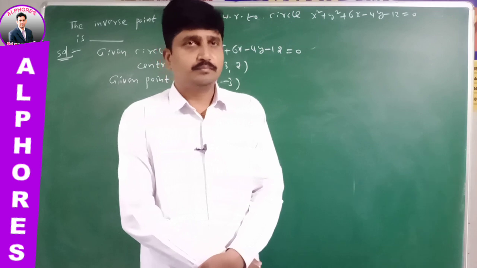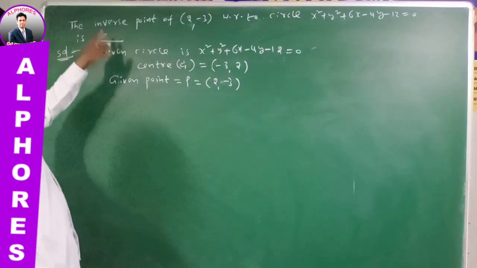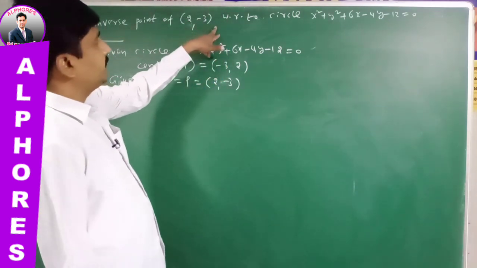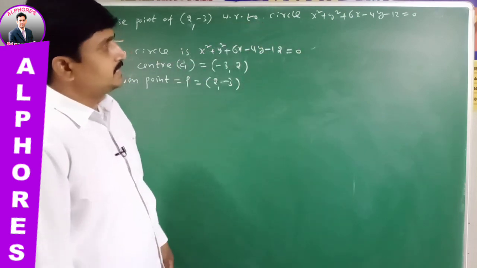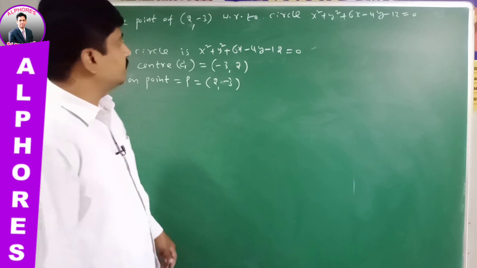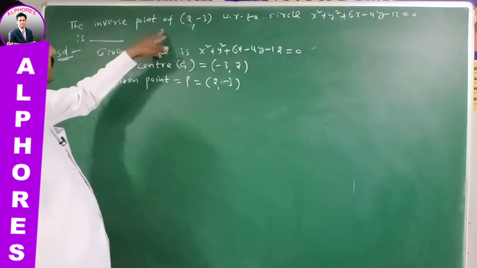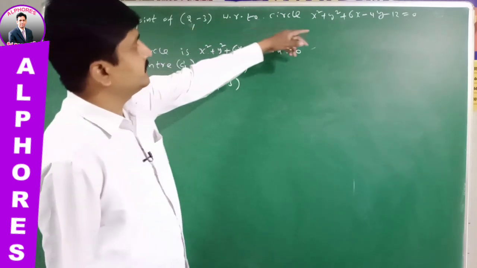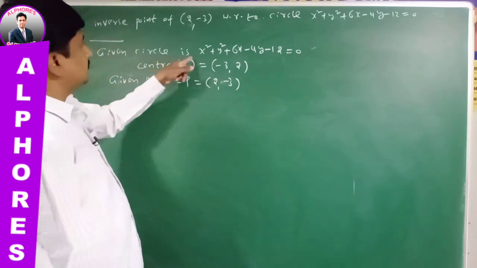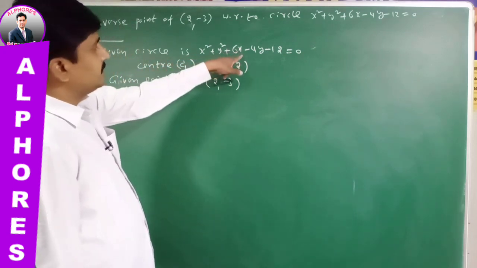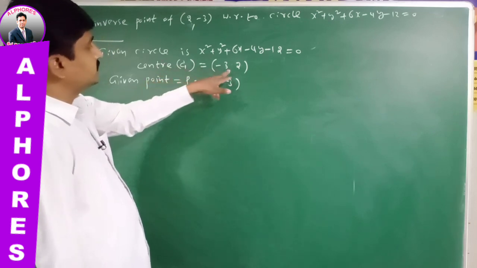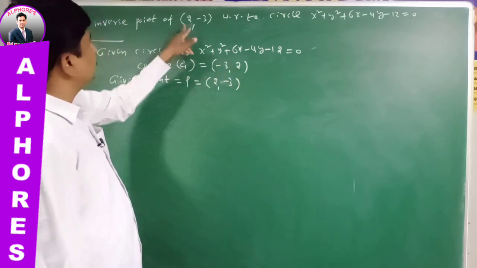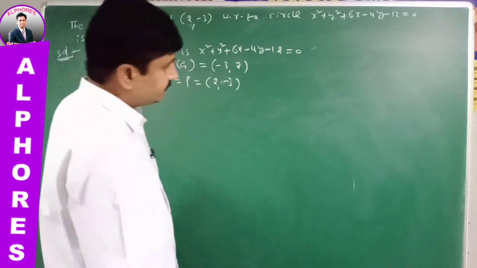Okay, problem. The inverse point of 2 comma minus 3 with respect to the circle x square plus y square plus 6x minus 4y minus 12 equal to 0. Here the given circle is x square plus y square plus 6x minus 4y minus 12 equal to 0. The center of this circle is minus 3 comma 2, and the given point P equal to 2 comma minus 3.